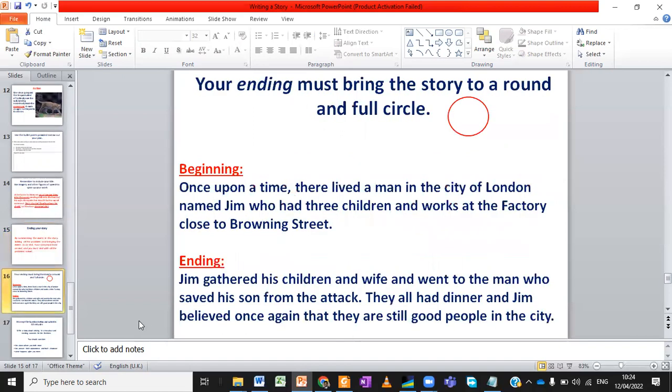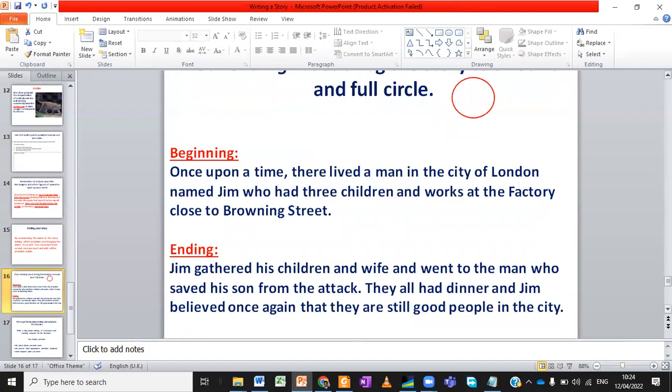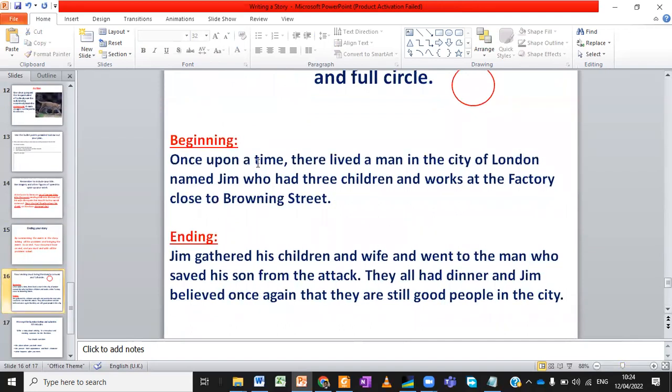For example, look at this. It said your story must come to a full round circle. It will start from here and it will revolve. Now, look at the beginning. I believe you can see my screen very clearly. Let me see if I can blow it up a bit. At the beginning, it said, once upon a time, there lived a man in the city of London named Jim, who had 3 children and works at a factory close to Browning Street. Now, this is how you end the story. Jim gathered his children and wife and went to the man who saved his son from the attack. They all had dinner, and Jim believed once again that there are still good people in the city.